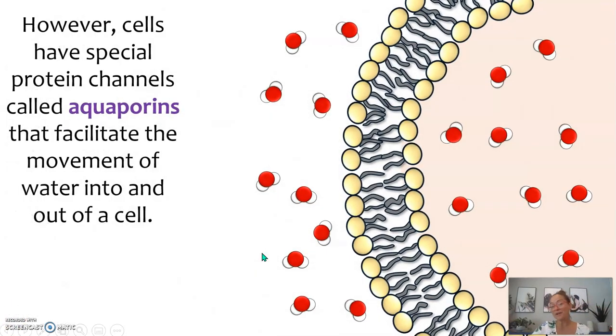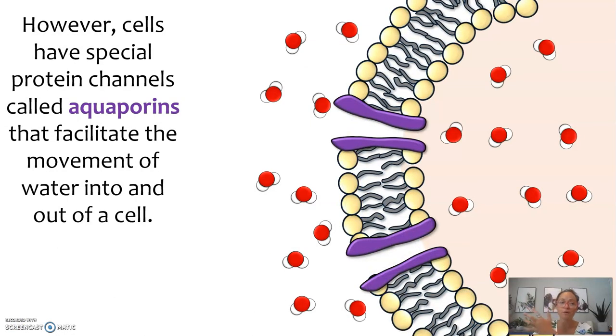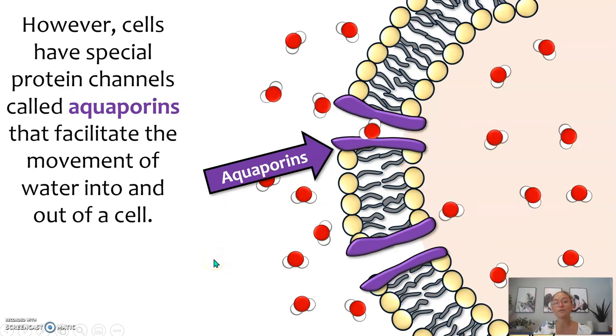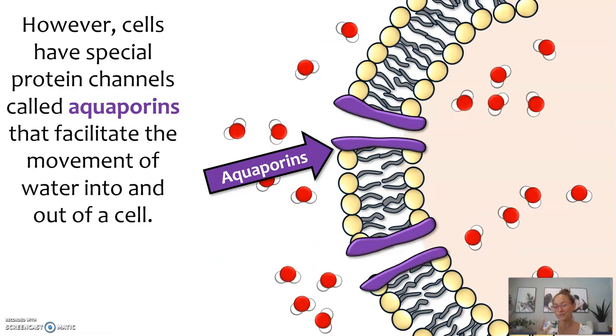However, cell membranes have special protein channels called aquaporins for the more rapid movement, or I don't want to say bulk transport, but for lots of water molecules to move through that membrane at a quicker rate. So here we have these aquaporins, and this is where water molecules can really enter or leave a cell. So water has two ways to enter or leave a cell. Very few will actually make it through the lipid bilayer, but the majority will be moving through aquaporins.